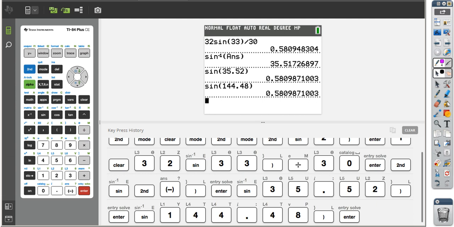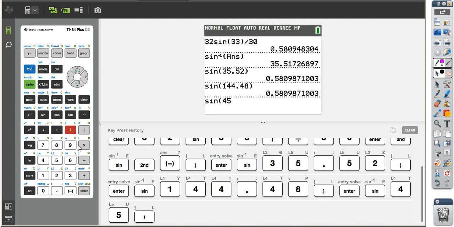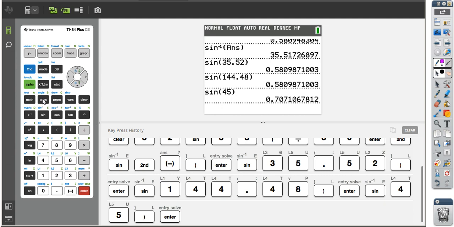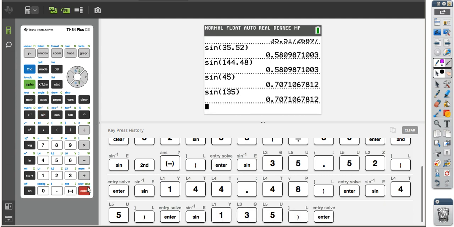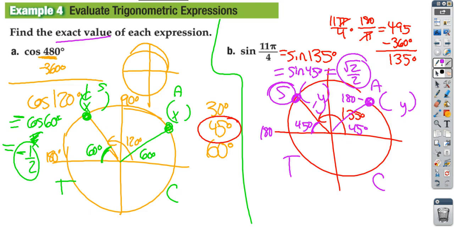The exact value is something like pi or an exact square root. It's not a rounded answer. So when we do that, we get 0.707. And just to verify, 135 should be the same. But both of those answers would be wrong. If they're asking for an exact value, the radical 2 over 2 is exact.